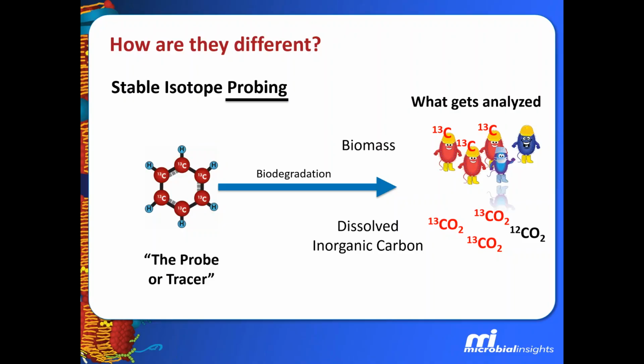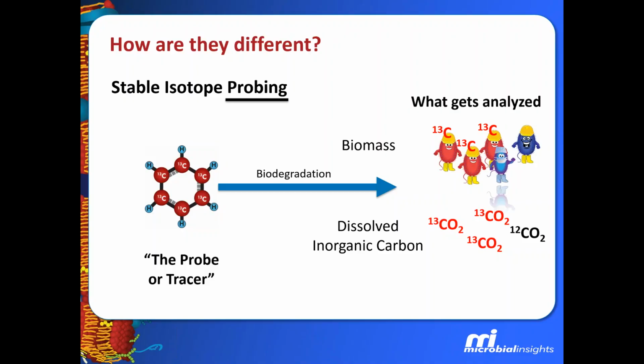And if that takes place, then carbon-13 from that original contaminant or probe or tracer is going to get incorporated into biomass and incorporated into products of mineralization. So any carbon compound that's being used as a carbon and energy source, some of the carbon goes into making more microorganisms. That's the biomass you see in the diagram here. And some of that carbon actually gets oxidized all the way to CO2 in the mineralization process, and that's what you see on the bottom here, referenced as the dissolved inorganic carbon.